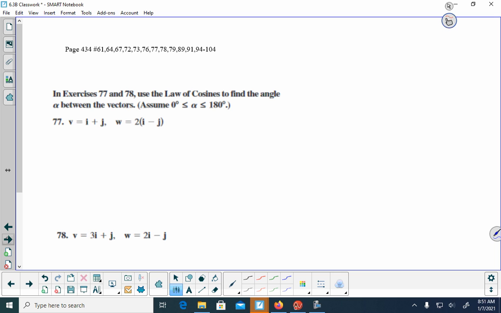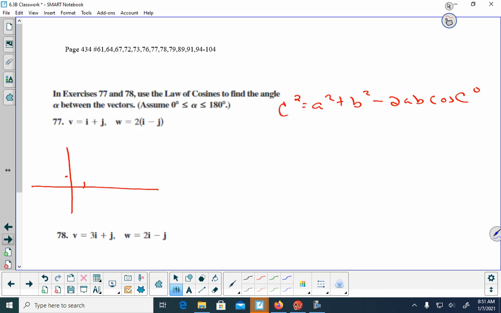Okay, that's number 76. 77, use the law of cosines to find the angle theta between the vectors. So I'm going back to my formulas from 6-2. Just to remind you, we said c squared is equal to a squared plus b squared minus 2a times b times cosine of c degrees. That was a lot of cosines. So I'm first going to draw the triangle, because that to me makes sense.